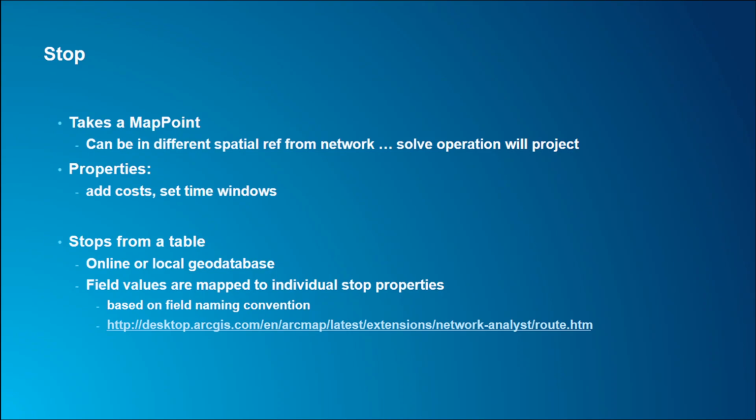Stops also can come from a table, either an online table or a local geodatabase that you can read. And the field values on those tables then get mapped to individual stop properties based upon a naming convention. Not going to go into it here, but there's a link in a help document that will help you look at what those naming conventions are.